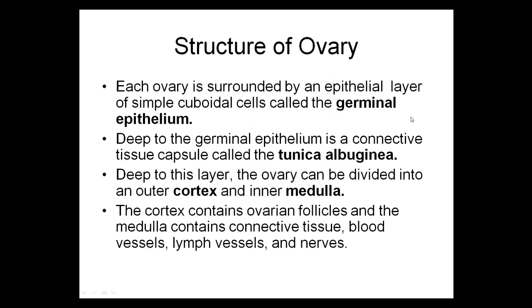Okay, all right. The ovary will be surrounded by cuboidal epithelium first, and this is called the germinal epithelium. Underneath that, we have a white connective tissue, and because it's white, we call it albuginea. So we have the tunica albuginea, and then deeper to the tunica albuginea, we will have the cortex of the ovary, and underneath the cortex we will have the medulla. The cortex will contain ovarian follicles, and the medulla will have the connective tissue, blood vessels, lymphatics, and nerves.